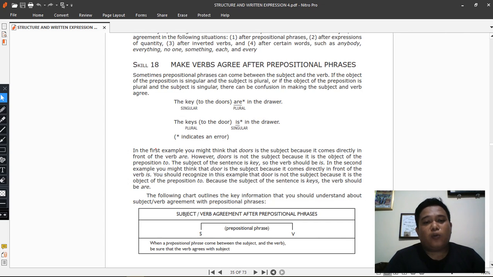So is it correct to add "are there"? Of course not. So the first example is wrong. Okay. And the second one here, we have "the keys to the door is in the drawer." Is this correct also? Of course not. It is wrong too, okay? The second one is also wrong.